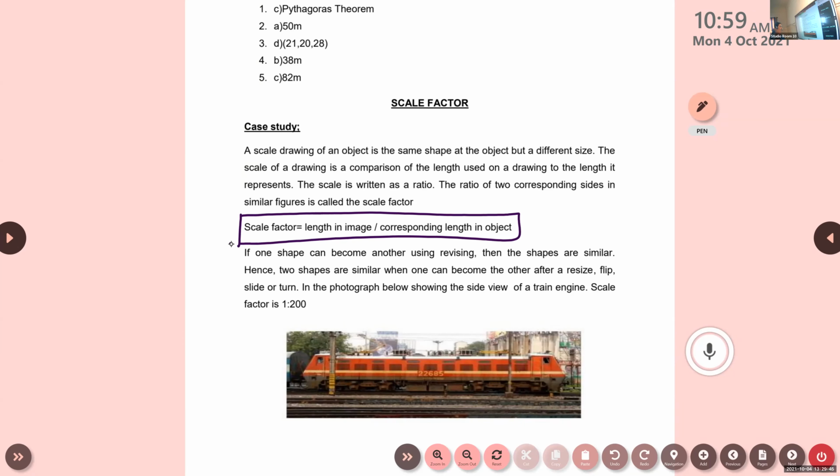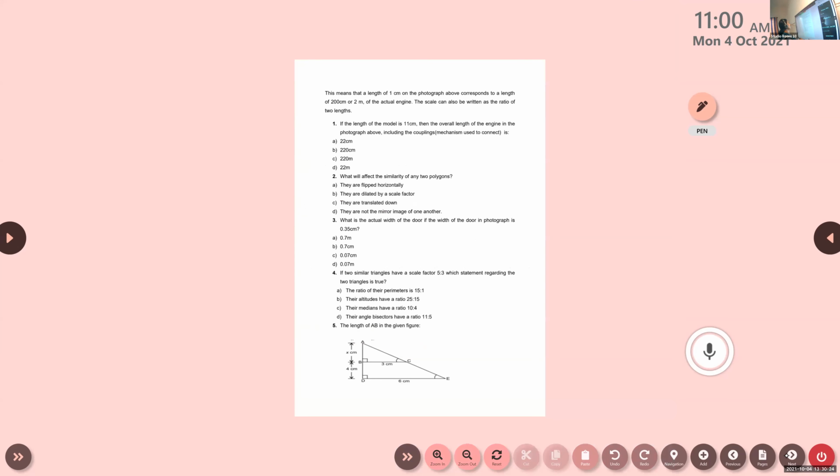Here one figure is shown. Two shapes are similar when one can become the other after a resize or flip or slide or turn. In the photograph given below, the side view of a train engine, the scale is 1:200. That means for 200 centimeters, we take it as 1 centimeter. So length in image, if it is 1, what is the corresponding length of the object? It is 200. 1/200 is the ratio we use. Based on this the question is asked.